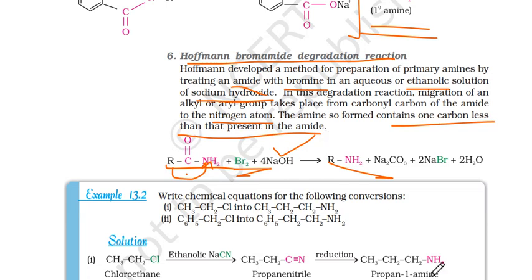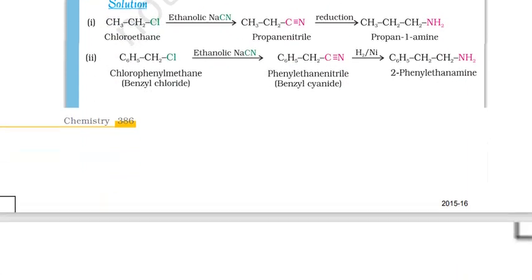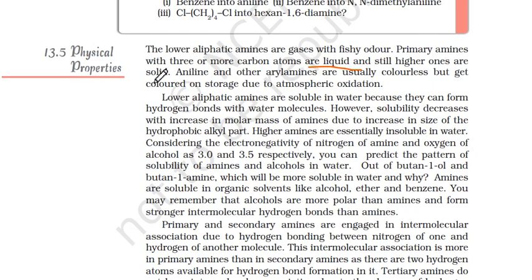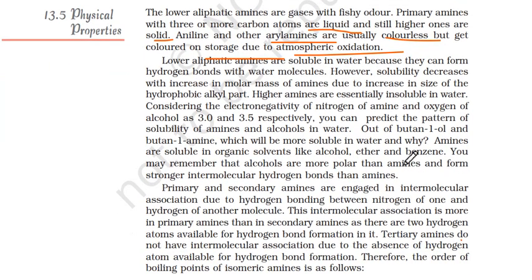Now moving on, we have physical properties. The lower aliphatic amines are gases with fishy odor. Primary amines with 3 or more carbon atoms are liquid, and still higher ones are solid. Aniline and other aryl amines are usually colorless but get colored on storage due to atmospheric oxidation. Lower aliphatic amines, the ones with fewer carbon atoms, are soluble in water because they can form hydrogen bonds with water molecules. So the lower amines can be soluble, they can form hydrogen bonds.